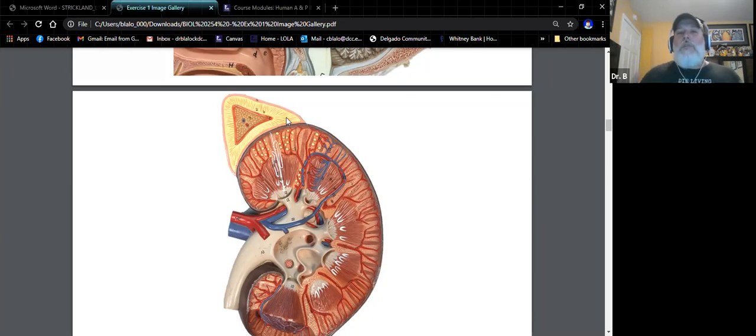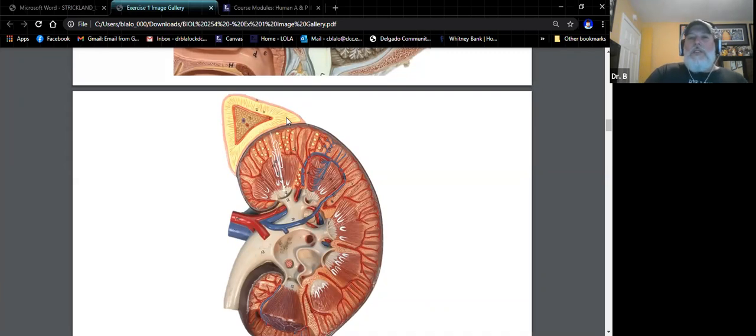Every time you see the word cortex and medulla, it's always going to reference the same things. Cortex is always more superficial. Medulla is always deep. It doesn't matter if we're talking about an adrenal gland, if we're talking about the kidney, if we're talking about a lymph node, if we're talking about the brain. Cortex is always on the outside. Medulla is always on the inside.